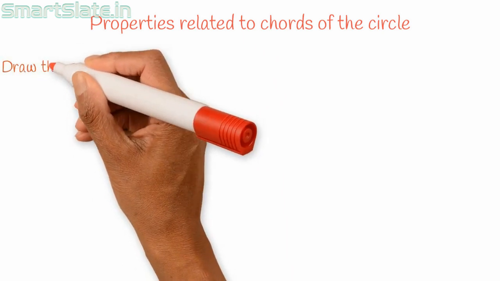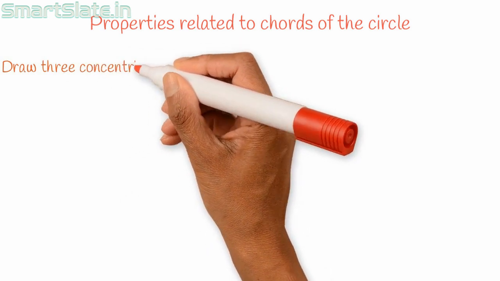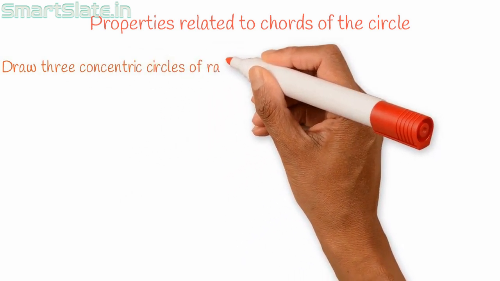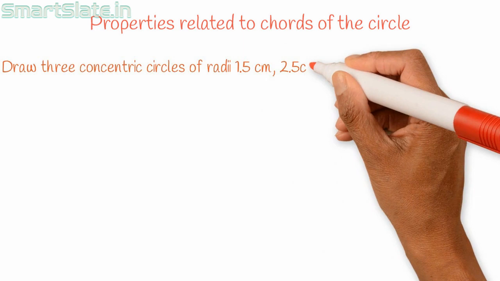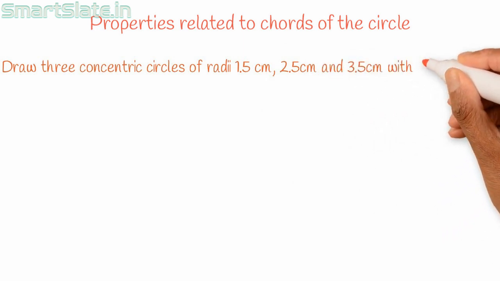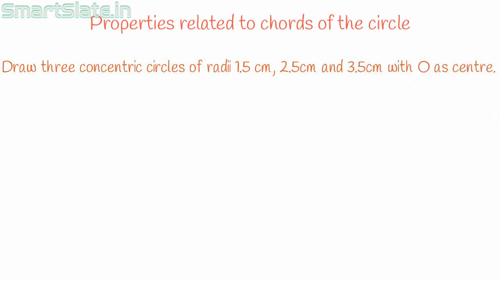We will try to understand the properties of chords of circle and different types of circles while solving problems in this video. Let's solve first problem. Draw 3 concentric circles of radii 1.5 cm, 2.5 cm and 3.5 cm with O as center.